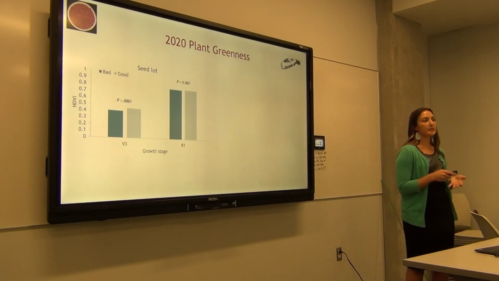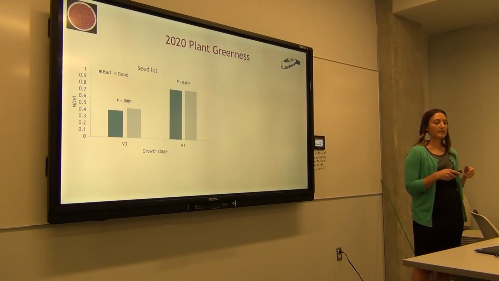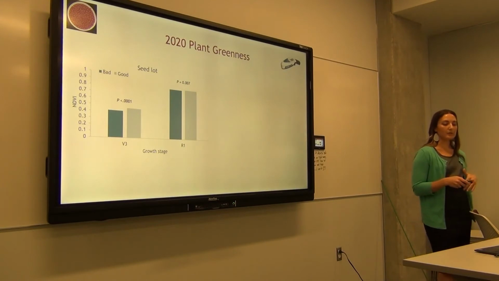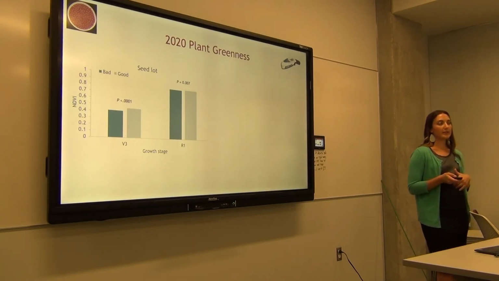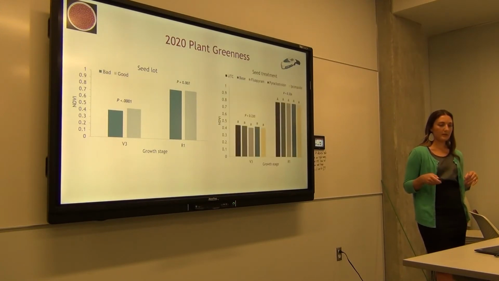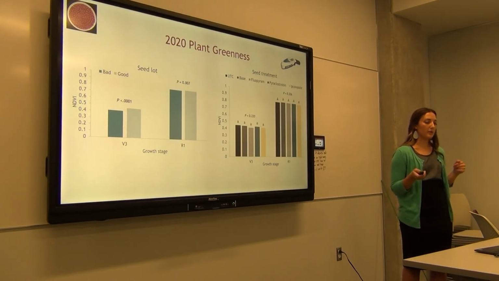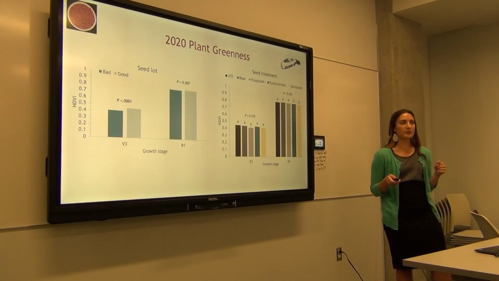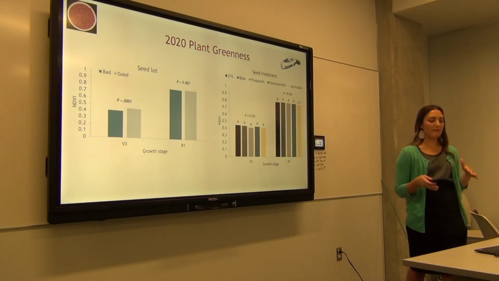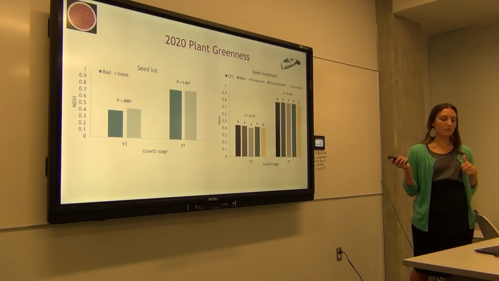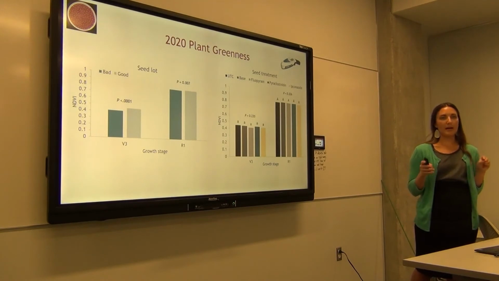Moving on to the plant greenness in 2020, we see that, again, similar to 2019, there was a significant difference in NDVI based on seed lot for both growth stages, where the good seed lot had significantly higher NDVI. And this year, we didn't see that seed treatment had an effect on plant greenness at all. For the first growth stage, the NDVI was about 0.45, and at R1, it was from 0.8 to 0.9.